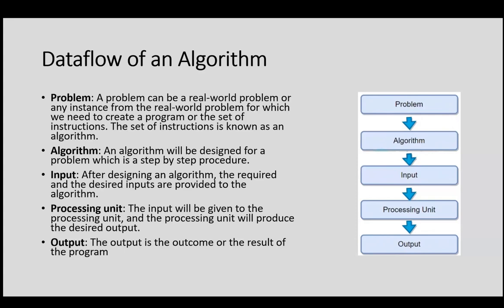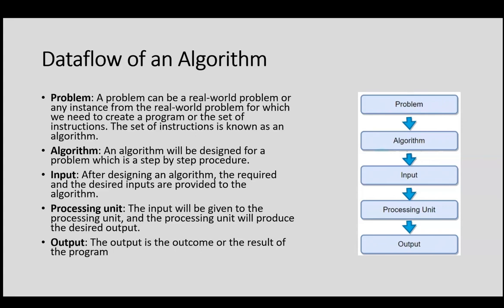So to actually work on that particular solution, or to solve that problem, we have to follow some steps, which is nothing but what is given by the algorithm. So the first thing is the problem. A problem can be a real world problem or any instance from a real world problem, for which we need to create a program or a set of instructions. This set of instructions will be known as an algorithm.